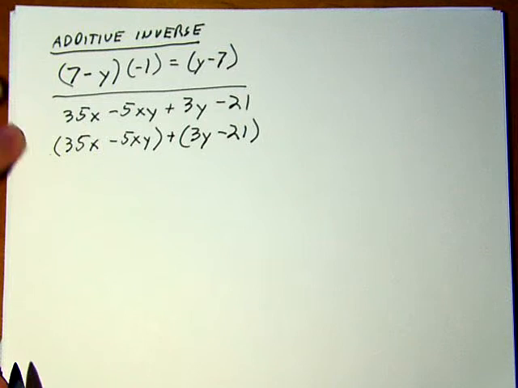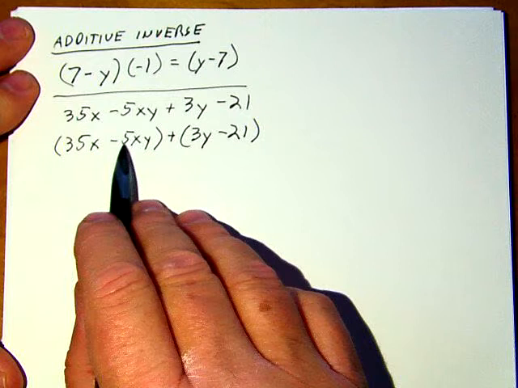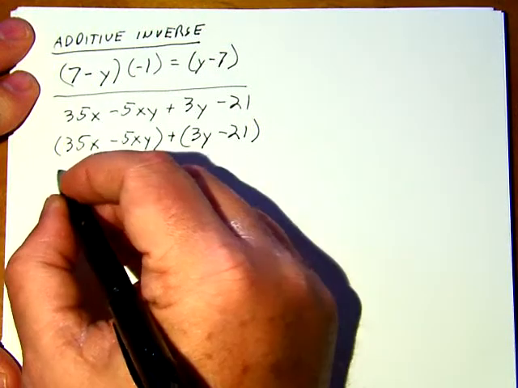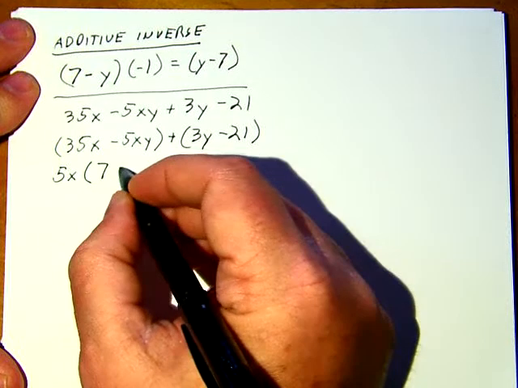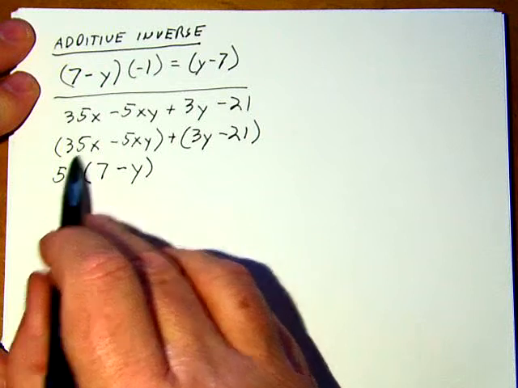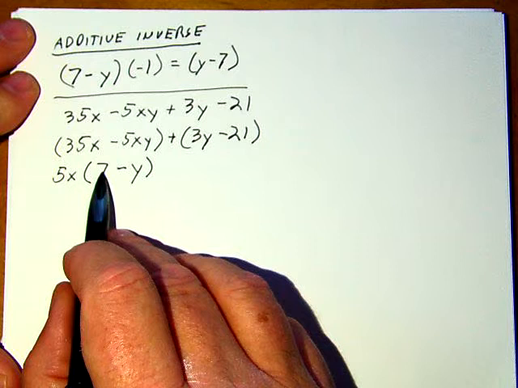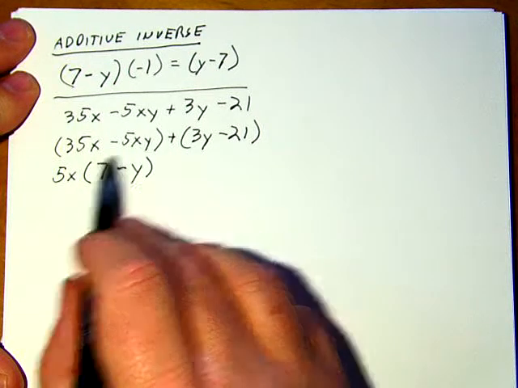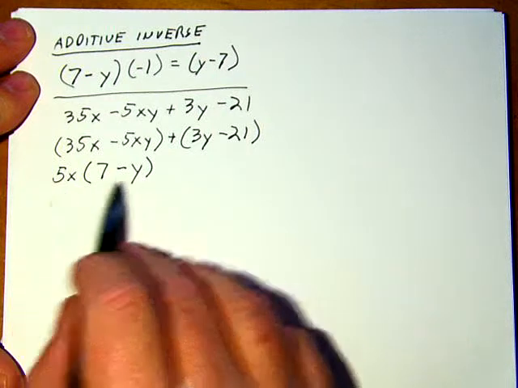All right, so now what am I going to do? I'm going to say to myself, how do I factor out of this? I'm going to factor a 5x out of both of these terms. And when I do that, I'm left with 7 minus y right here. So 35 divided by 5 is 7. x divided by x is 1. So 7 times 1 is 7. 5xy divided by 5x gives me just y. And so that's that term.